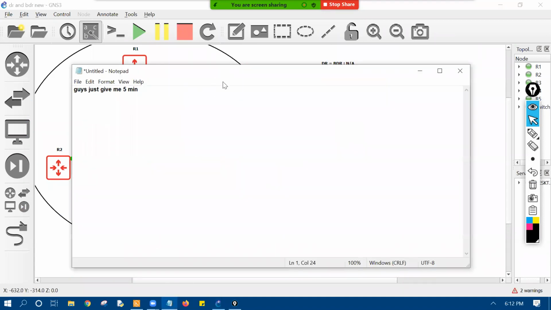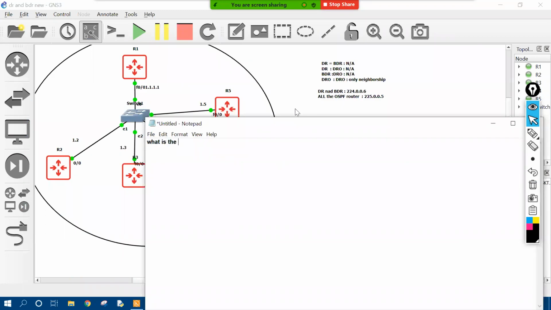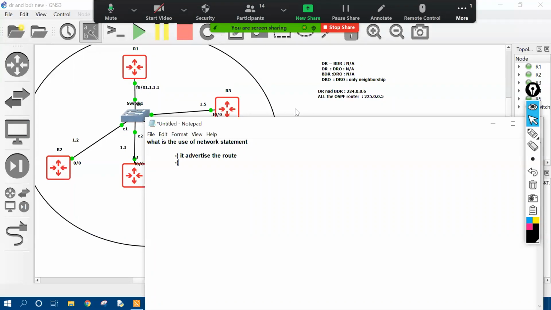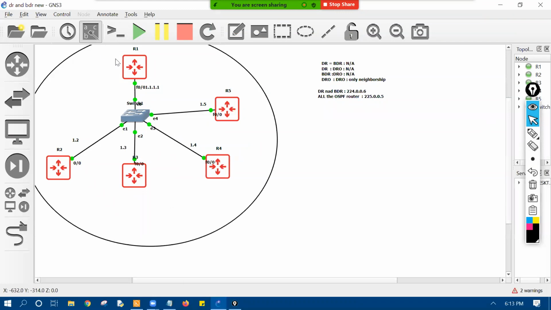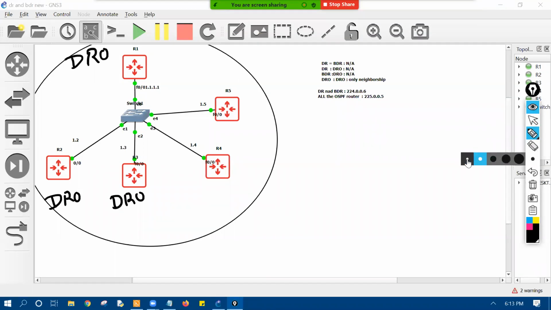If you remember, what is the use of the network statement? It advertises the route, right? Excuse me, sir, all the OSPF routers means even the DR, BDR will join? Yes, exactly right. All routers, including the DR and BDR, join the multicast group. So in this case, if R1 is a DRO, if R2 is a DRO, if R3 is a DRO, which multicast group will they join? 224.0.0.5.